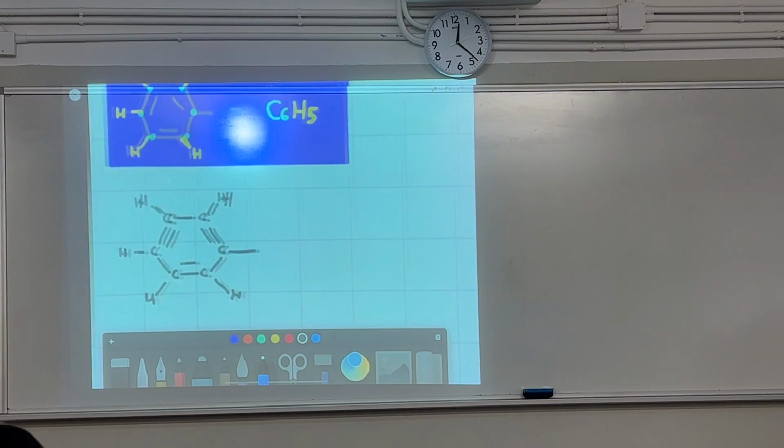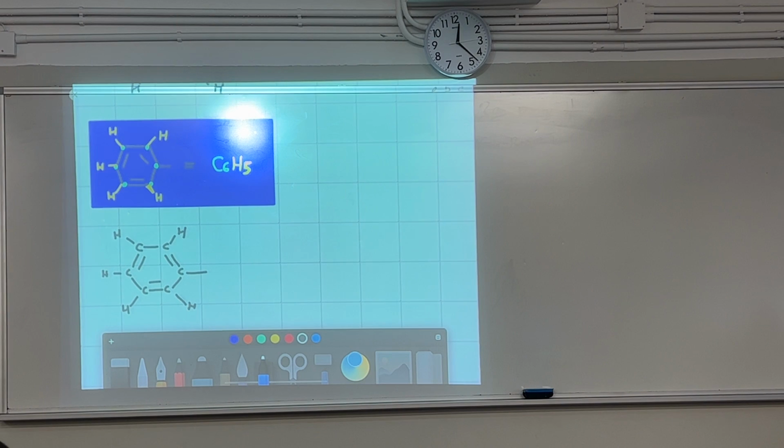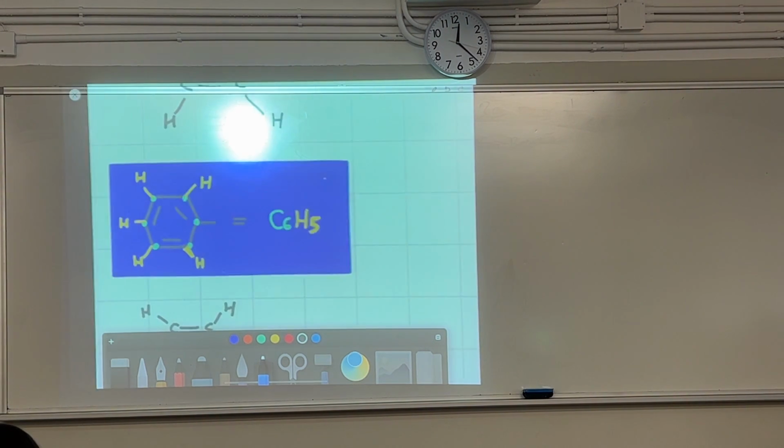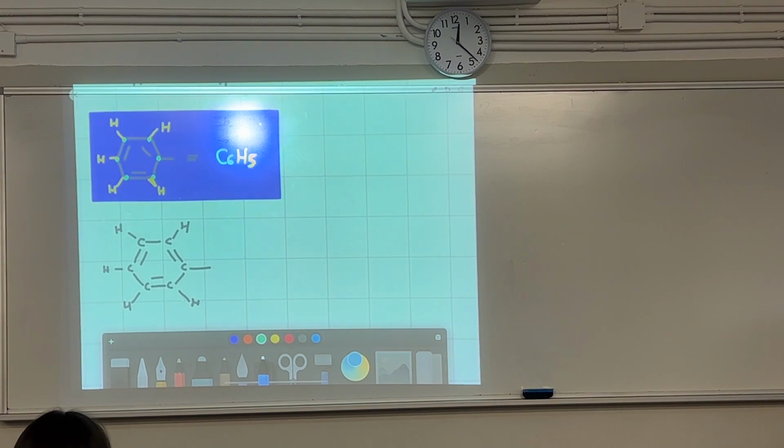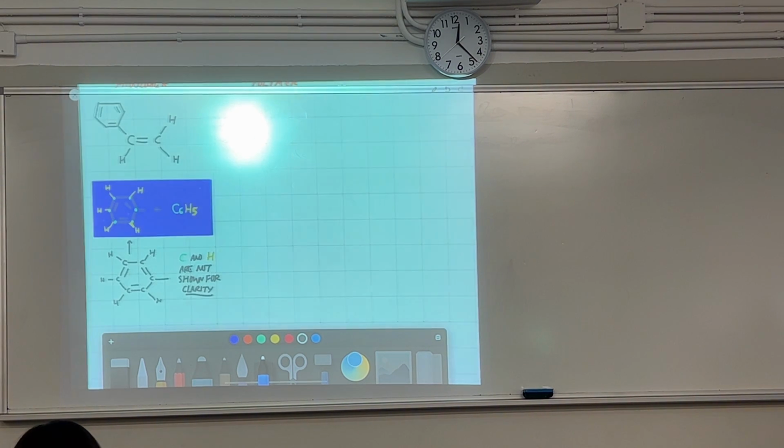Okay, so can you put down the actual structure of this? Yeah, it actually looks like this, but because we are feeling lazy, we will just not write out the carbon atom. We'll just connect them together. We will not show the hydrogen. So can you put down C and H's are not shown, for clarity. Right, so therefore, this is what it means.